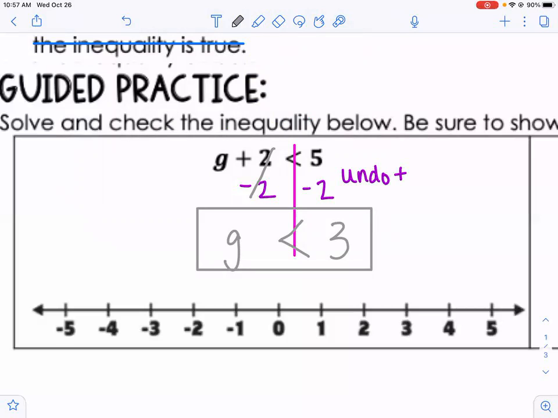Okay, so Ariana, could you help me? I need to graph this. What should I do? Draw an open circle on the 3. Okay. Trent, which way should I color? To the left, to the left.